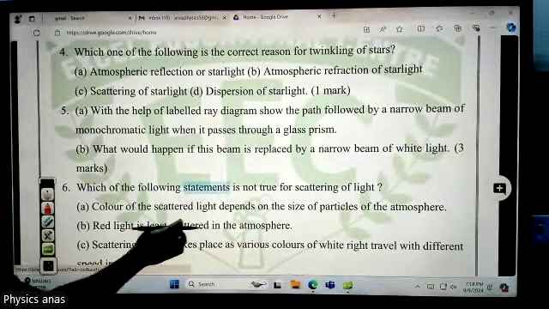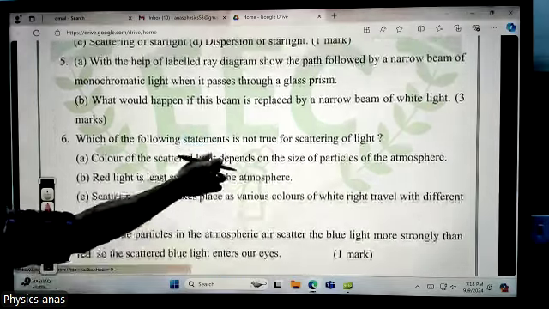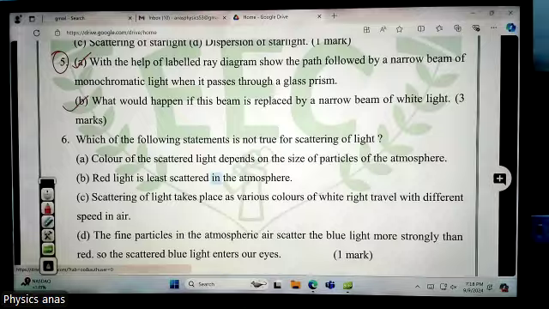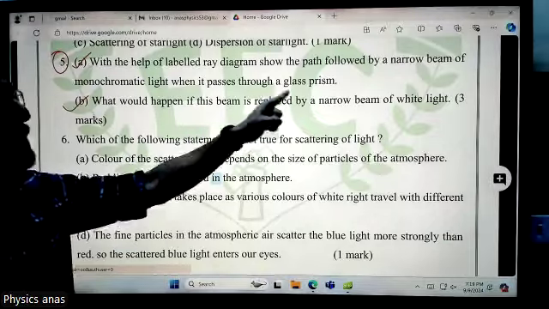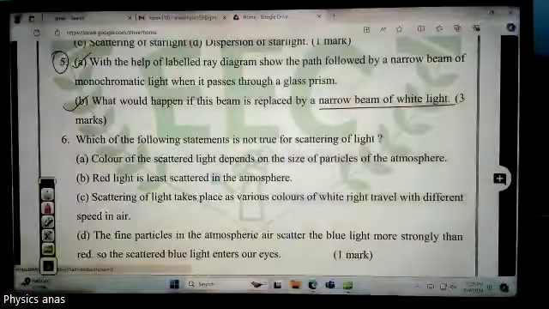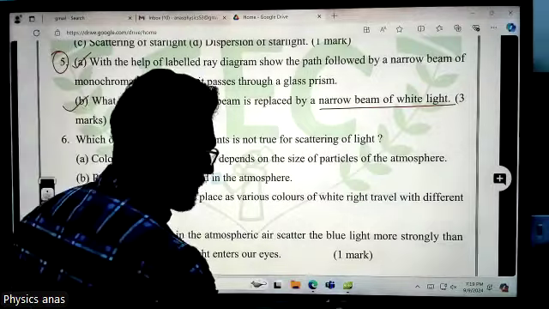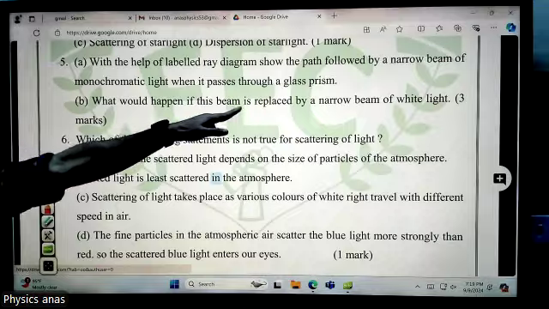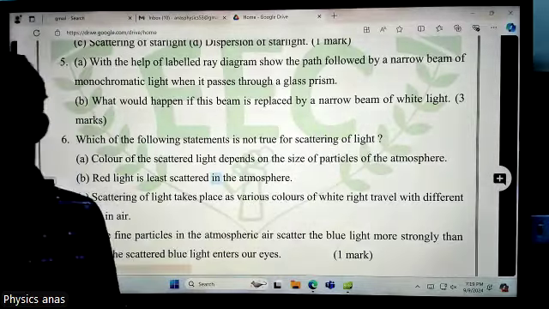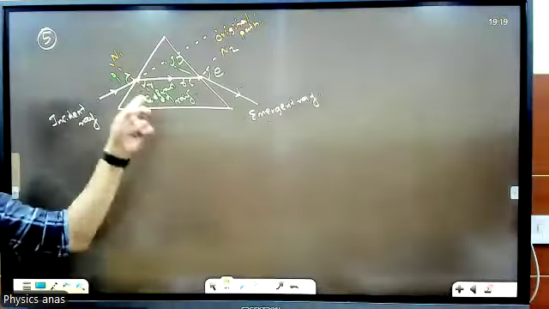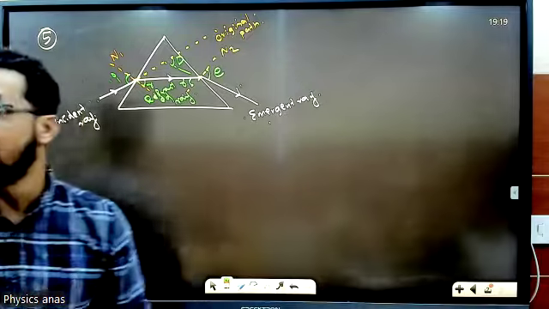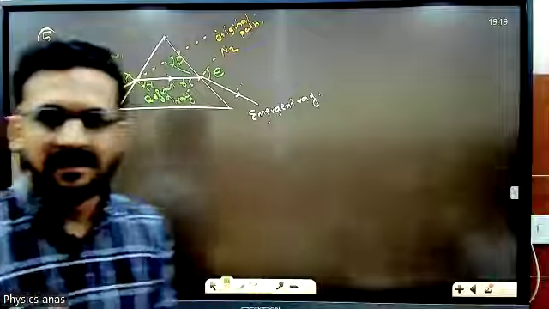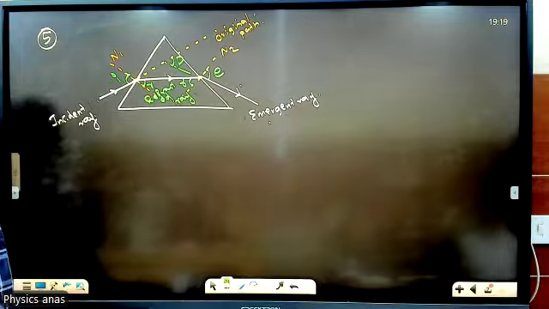The next one. Read the next one. We discussed question A. Now B. What would happen if this beam is replaced by a narrow beam of white light? Give me an answer. Now the beam is replaced with a narrow beam of white light. What happens? Dispersion happens. Then can you draw and label it?